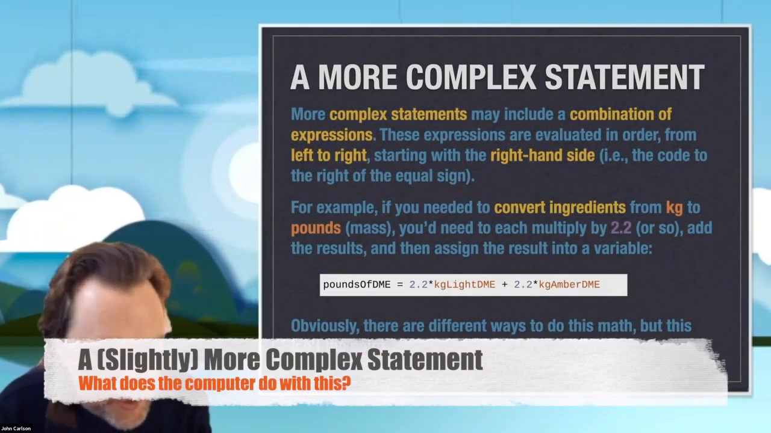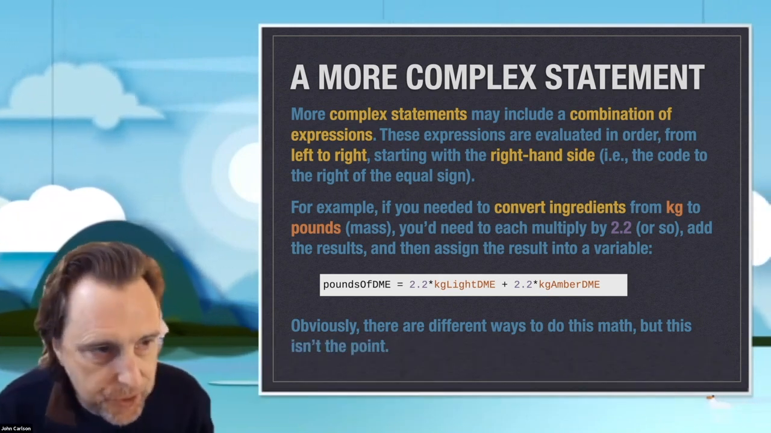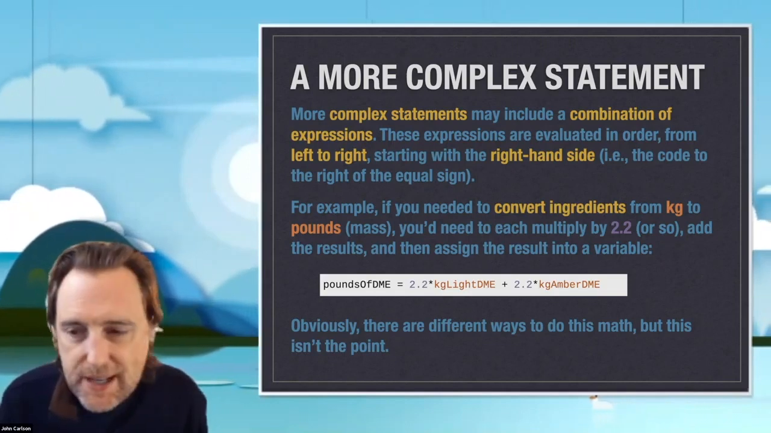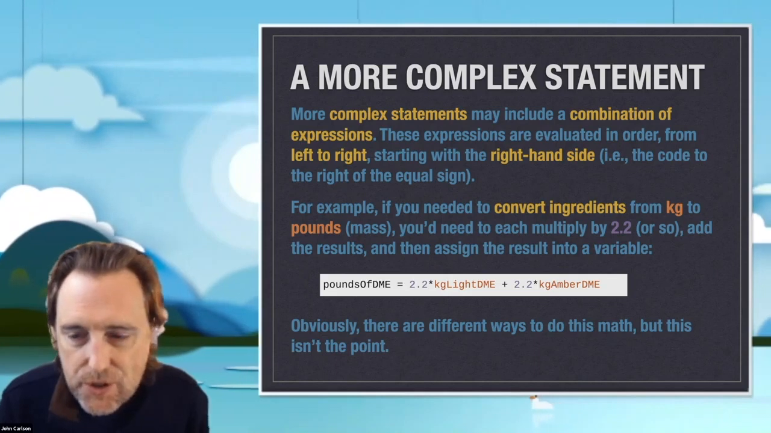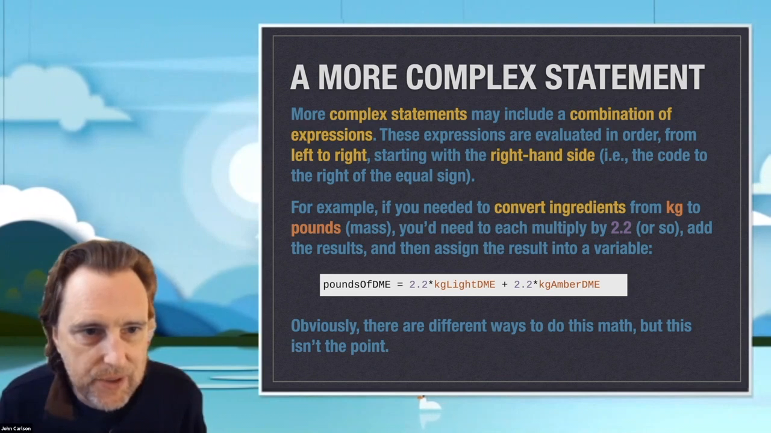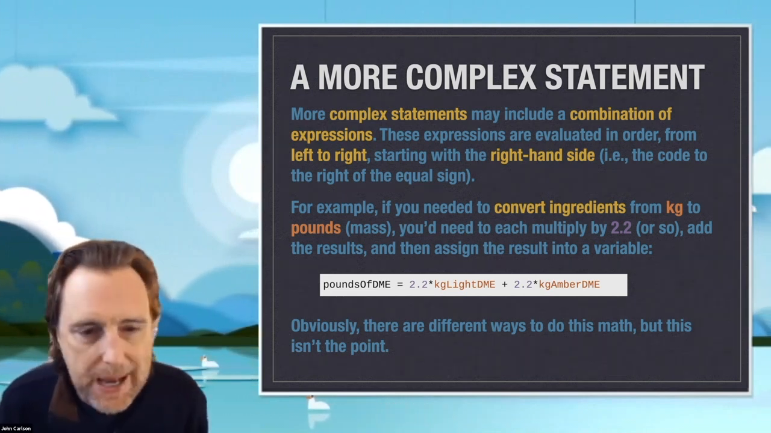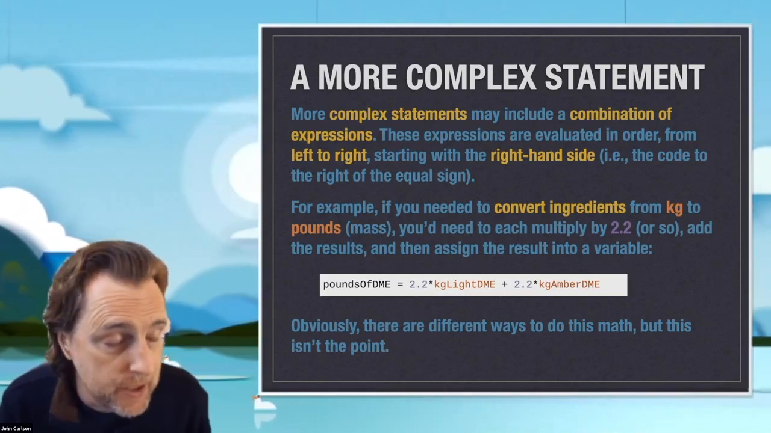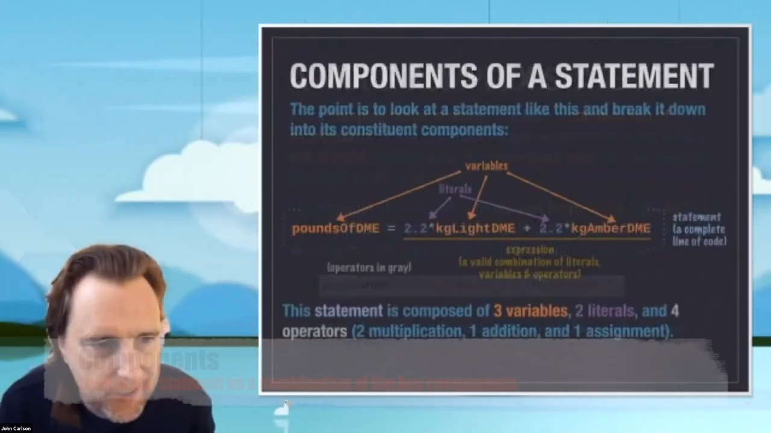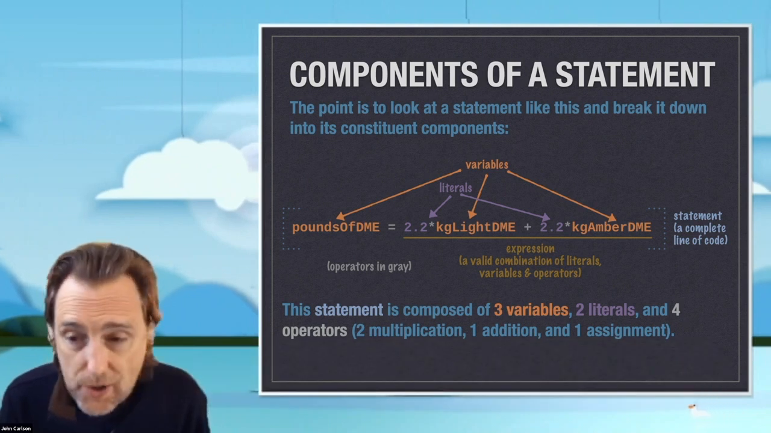All right, so this is my second attempt at just visually trying to help you think through what the terms mean, and what the basics of writing statements are. If I wanted to do a slightly more complex math expression, you can see I'm doing the multiplication twice on 2 different variables, and then adding the result together, and then storing it into a new variable called pounds of DME. Here's that same exact statement, but it's been colorized using the colors we talked about.